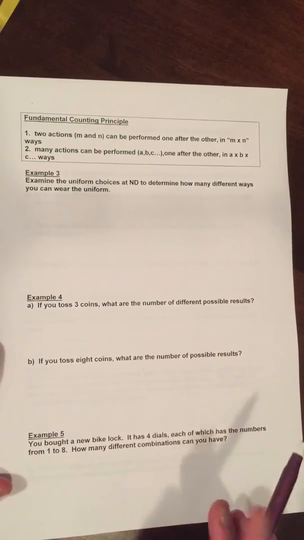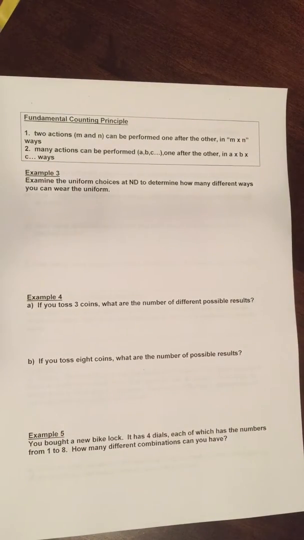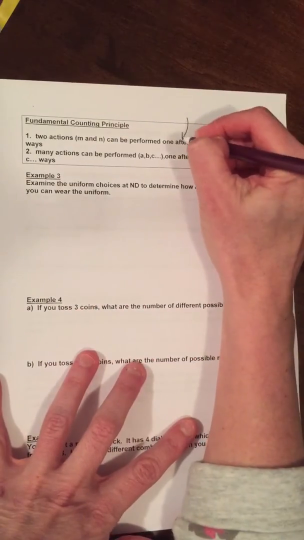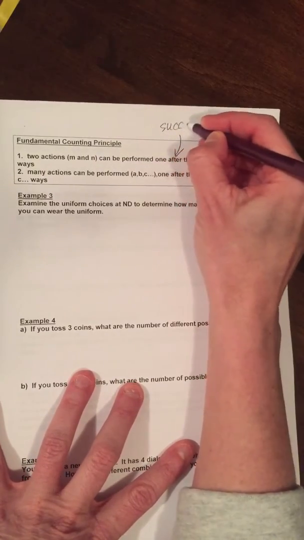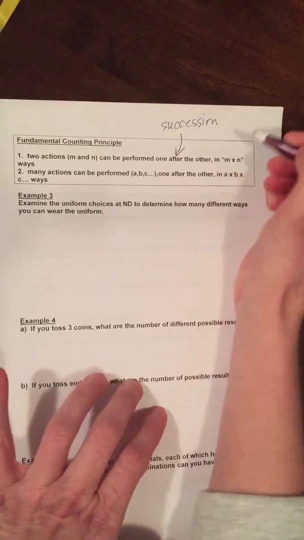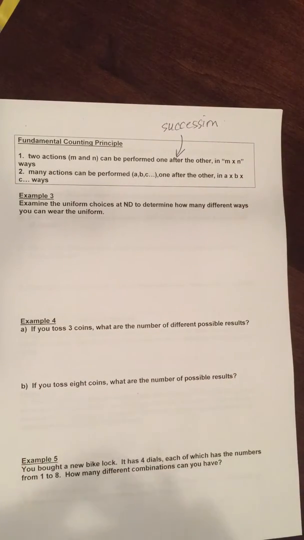The next handout sort of has some just general theory up at the top, everything that we've been talking about. It says 2 actions, M and N, can be performed one after the other. What this means is in succession. When you are performing an action or doing something, one thing in front of the other, so I'm picking a breakfast, then I'm picking a flavor. I'm picking the first name, then I'm picking the second name, then I'm picking a second middle name. That's what we call one after the other or in succession.